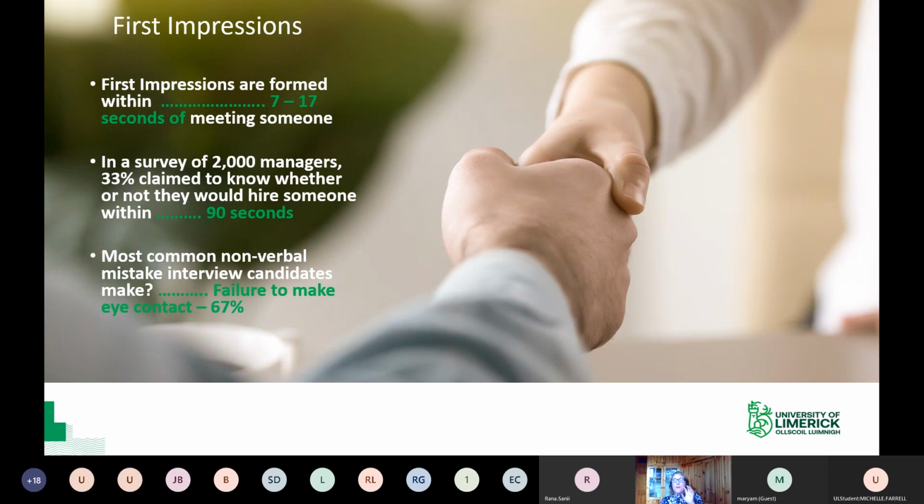So, for example, there is research out there that says that first impressions are formed within 7 to 17 seconds of meeting someone. So you literally just log on, or you meet someone and shake hands with them, and you have formed that first impression. And similar research of about 2,000 managers claimed that 33% knew whether or not they would hire someone within 90 seconds. So within a minute and a half, they've made a decision as to whether they're going to hire someone or not.